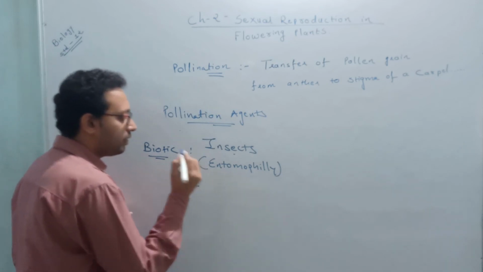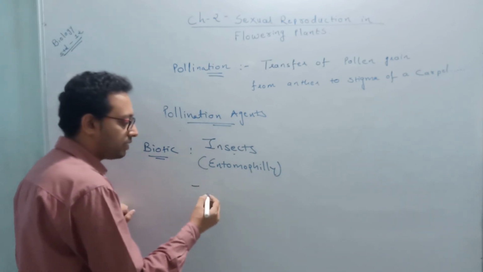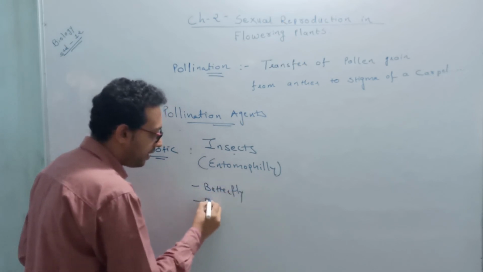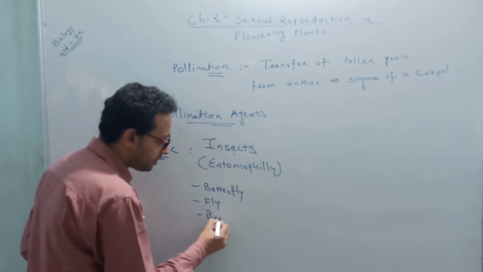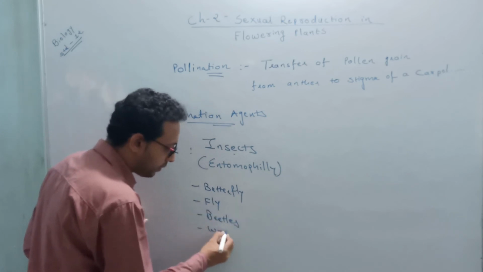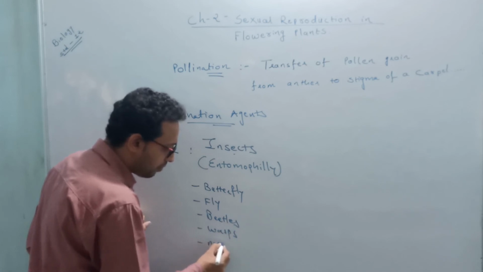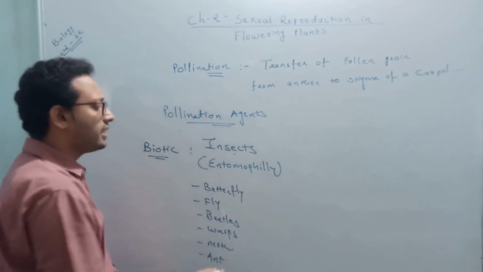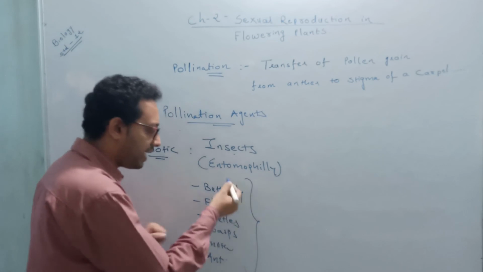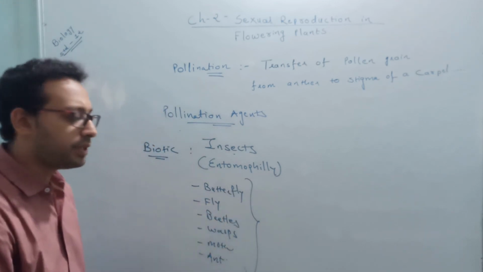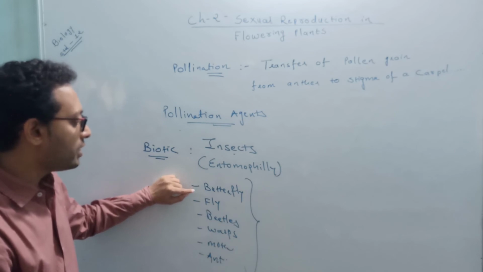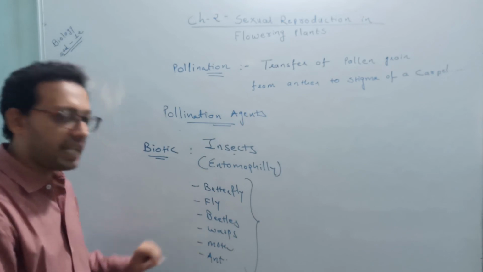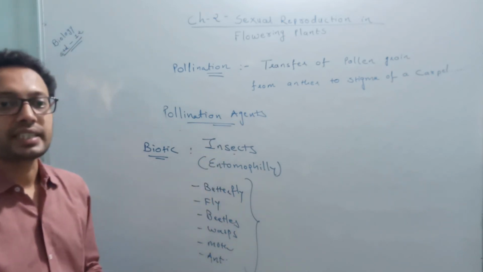Which insects help as pollination agents? Here the agents are butterfly, fly, beetles, wasps, moths, there are lots of insects, even ants. These are the insects which help in pollination. I just discussed a few examples of insects which help in pollination: butterfly, fly, beetle, wasp, moth and ant.